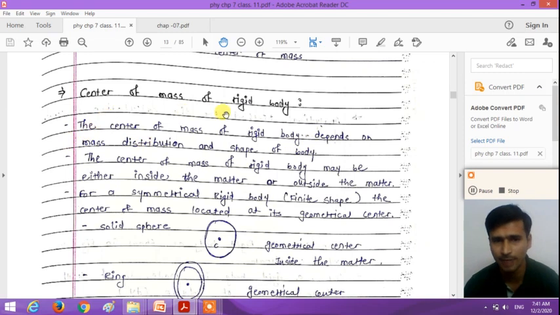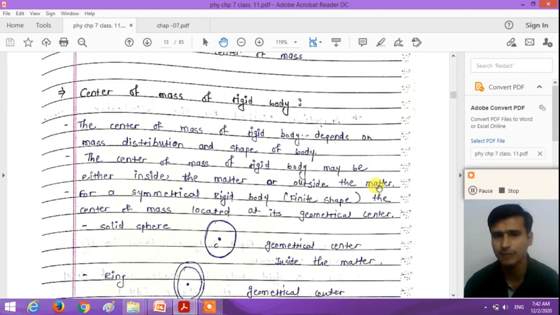So the center of mass of the rigid body: what do you mean by a rigid body? Understand, when the relative distances between the particles remain constant with time, when the relative distances are invariant, the system of particles is said to be a rigid body. And the center of mass of the rigid body depends on the mass distribution and the shape of the rigid body. Now the center of mass of the rigid body may be either inside the matter of the body or outside the matter of the body.